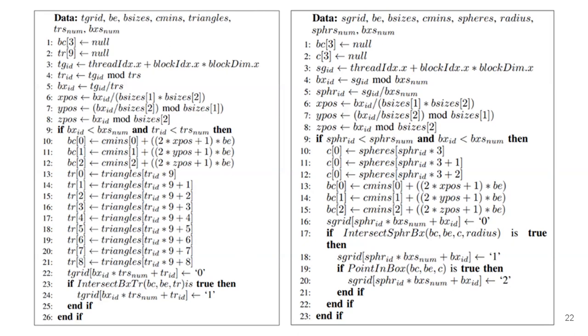In both pairs, release the data and take the index of the column in Cuba. Generate the index of boxes, triangles, or spheres, and the position of boxes.